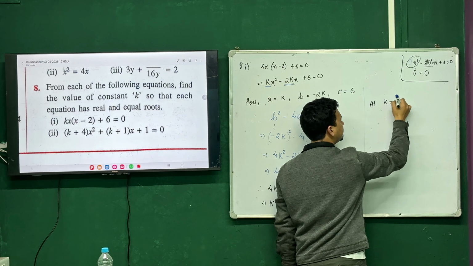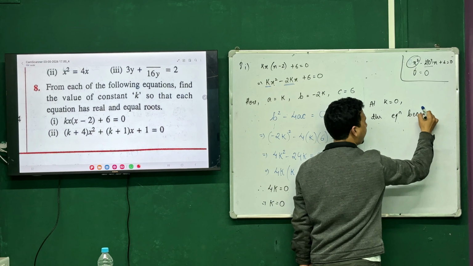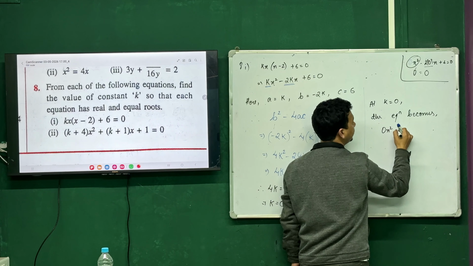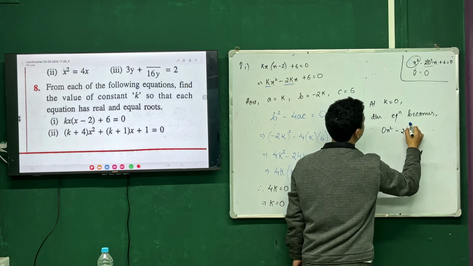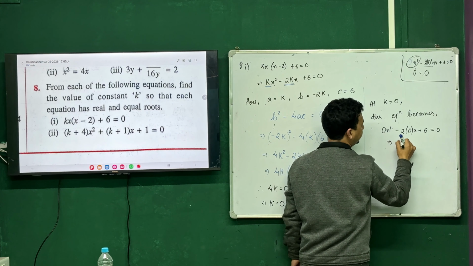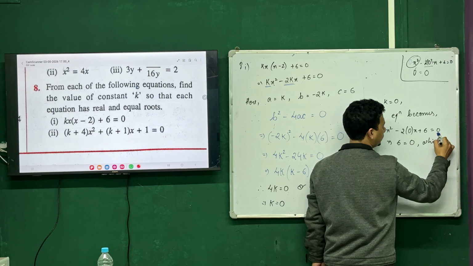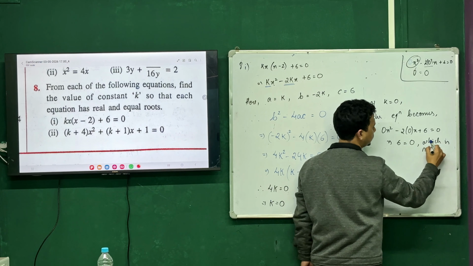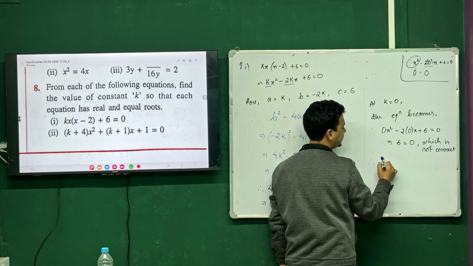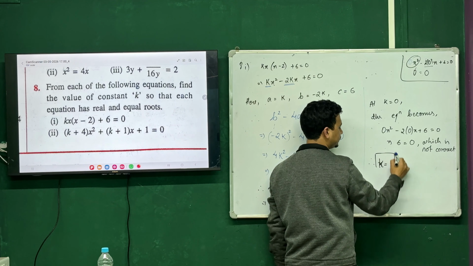So we can write here, at k is equal to 0, the equation becomes 0x square minus 2(0)x plus 6 is equal to 0. That means 6 is equal to 0, which is not correct. Therefore, k must be equal to 6.